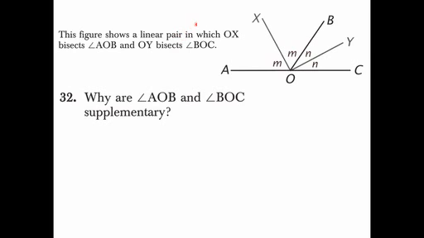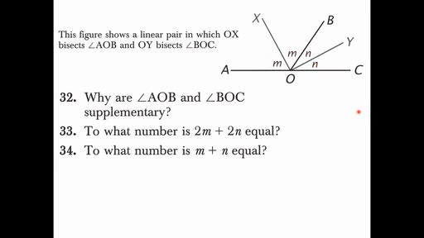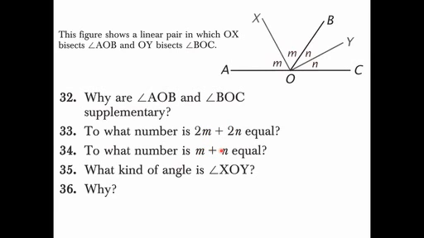So think about that. Why are AOB and BOC supplementary? So you're basically forgetting about line X and line Y on this first question. Now they want you to find 2M plus 2N. What would that have to equal? They're looking for a number. And then not 2M and 2N, but now just M plus N.